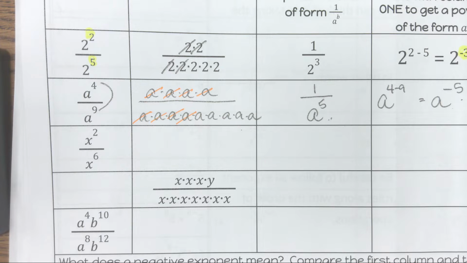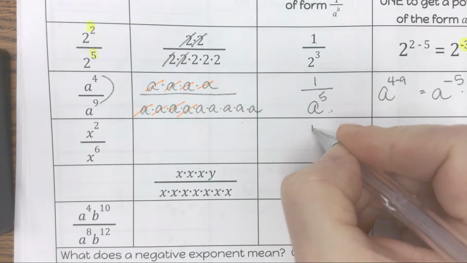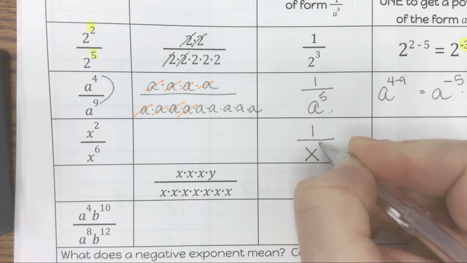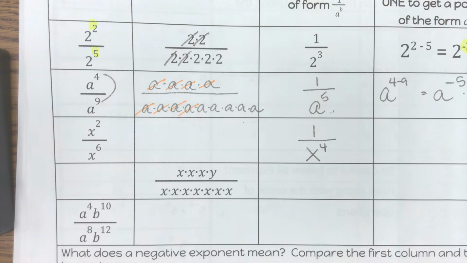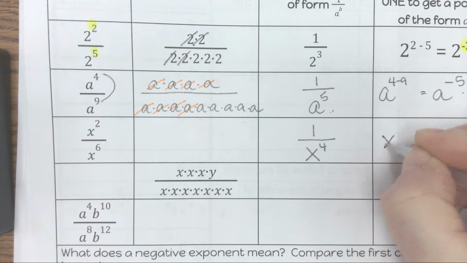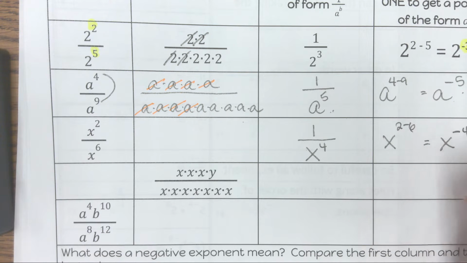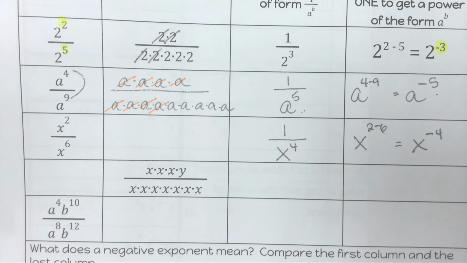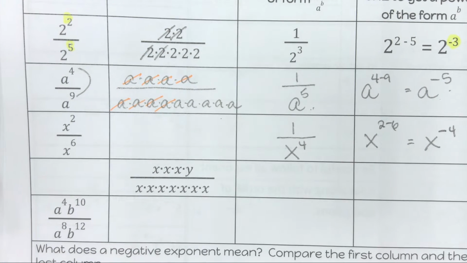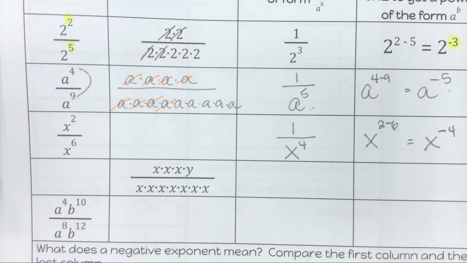Okay, after you wrote them out, did you get 1 over x to the 4th? Yeah. And then over here, did you get x to the negative 4th? Make sure you have those 2 things. Okay, let's go backwards. Let's rewrite this statement.